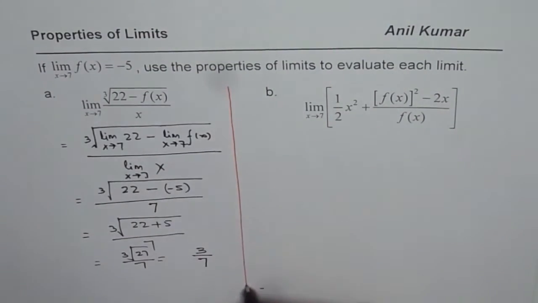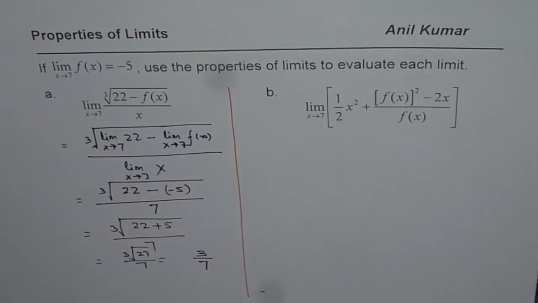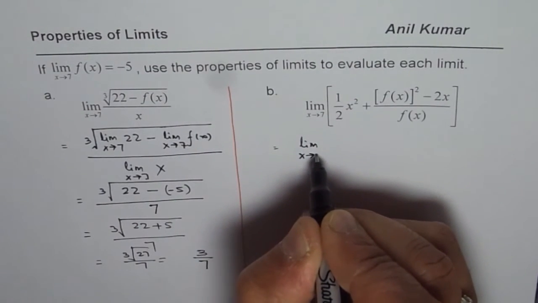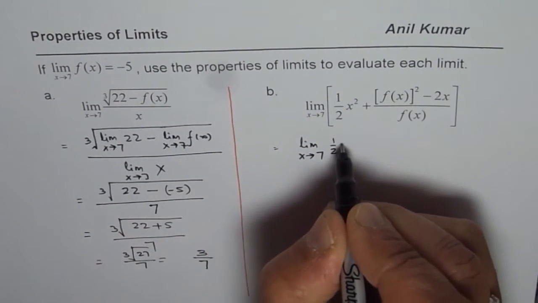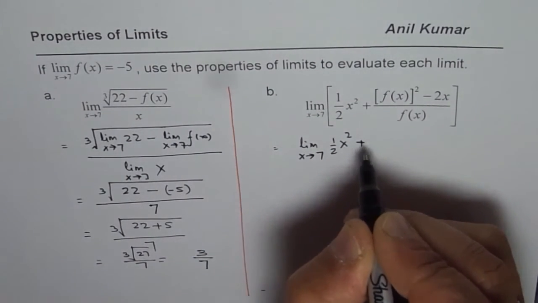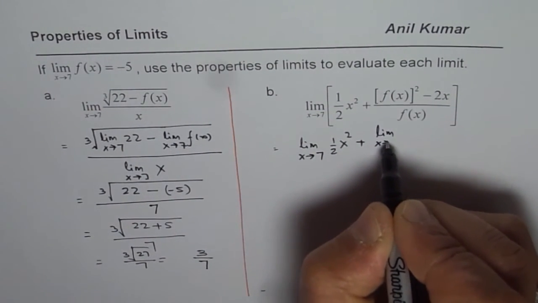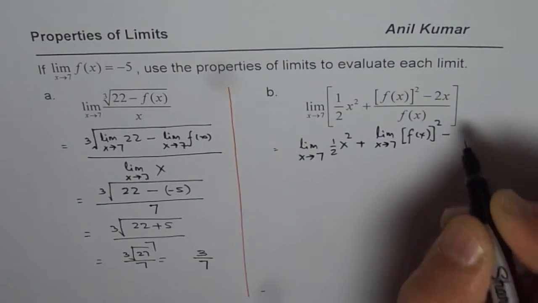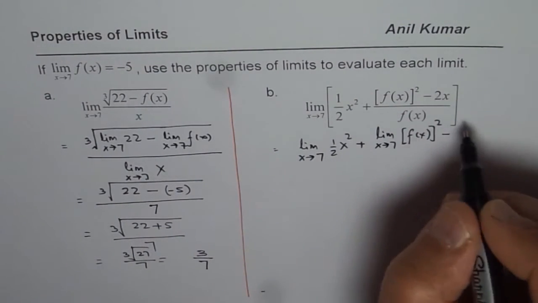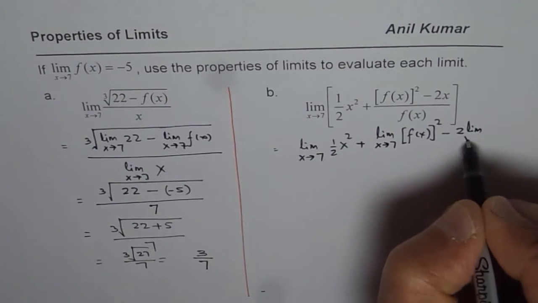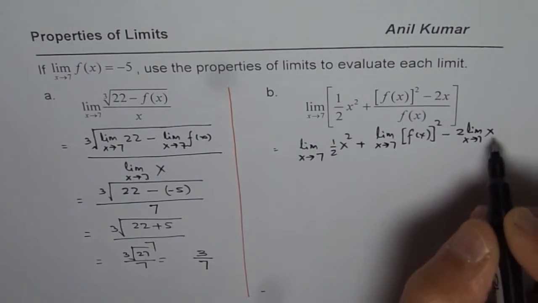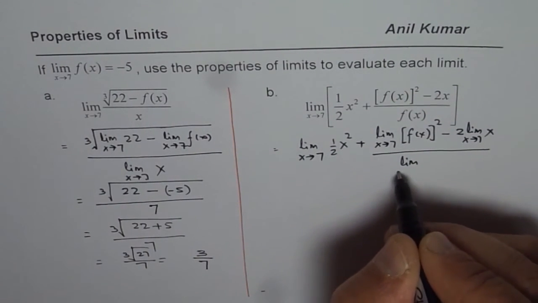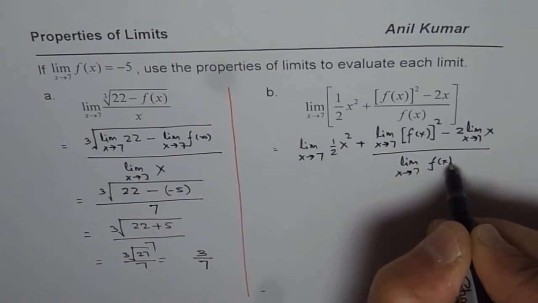Now let us do part B. So we'll do the same method. So we could write this as limit x approaches 7 for half of x square plus limit x approaches 7 for f of x square minus, we could also write this 2 outside, right? We could write this as 2 limit x approaches 7 for x, since 2 is a constant, it's a multiple by constant, right? Divided by limit when x approaches 7 for f of x.